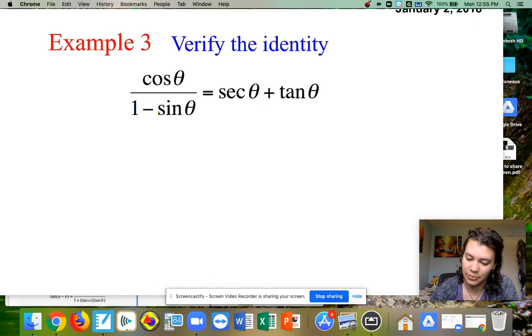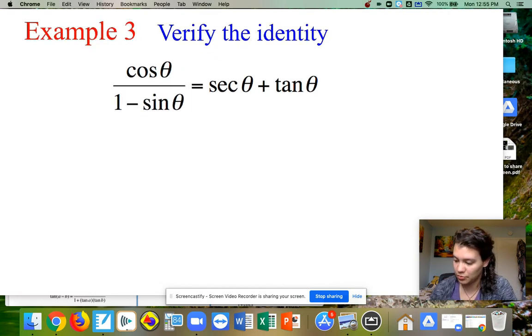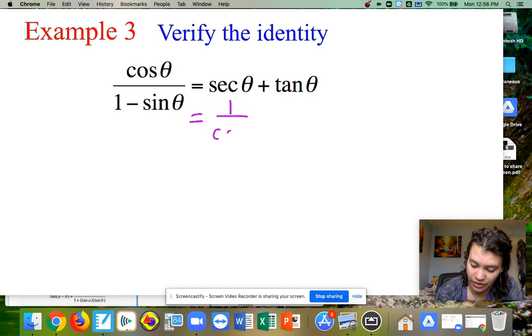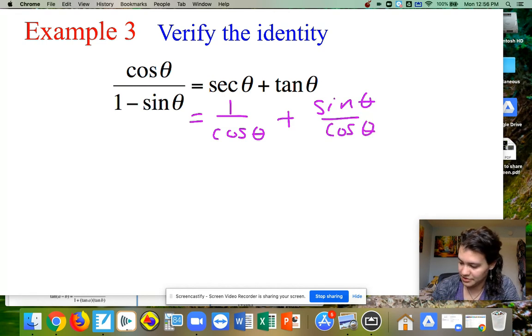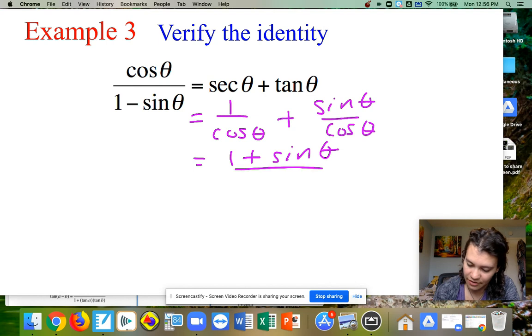Another example here. So you can decide what side to start with. Since they're both kind of similarly complicated, I'm going to start with ones with secants and tangents and change that into sines and cosines. So you get 1 over cosine plus sine over cosine. So this is handy. We already have a common denominator. So you get 1 plus sine of theta over cosine of theta.